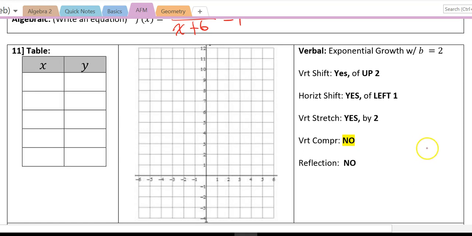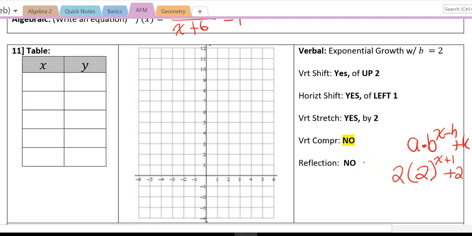So our equation follows a times b to the x minus h, plus k. So our b value is 2. It says up 2, so that's going to be a plus 2 on the outside. Oops, actually, hold on. Our plus 2 is pretty much right here. We've got x. Do we have a horizontal shift? Yes, we've got left 1, so that's plus 1. There's no compression and there's a stretch by 2, so it's 2 times 2 to the x plus 1, plus 2, and there's no reflection.